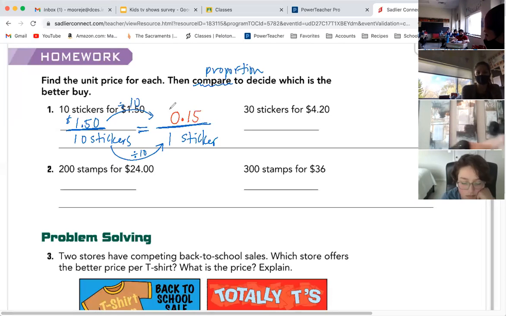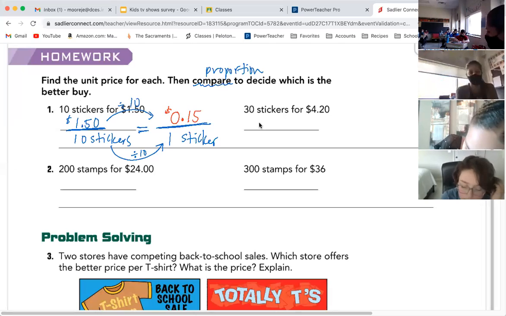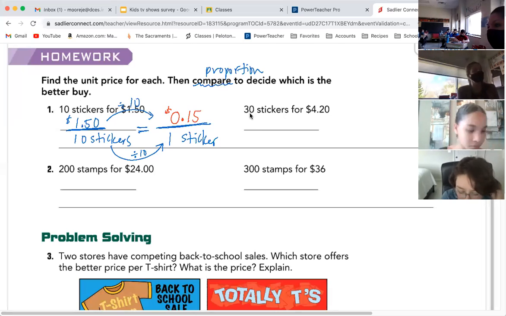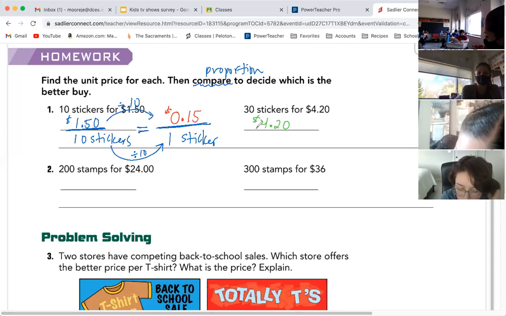15 cents. Okay. That's the proportion for this part. Now let's set a proportion for the other side. I'm going to use green. All right. Does 30 go on the top or $4.20 go on the top? $4.20. That's the dollars involved divided by 30. I'm going to put ST this time.